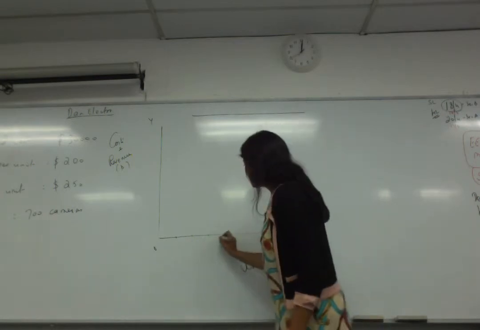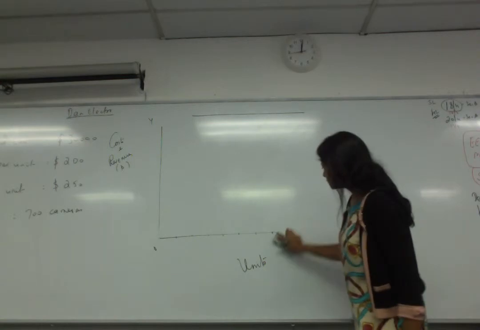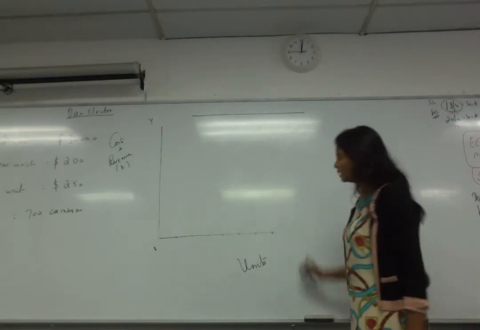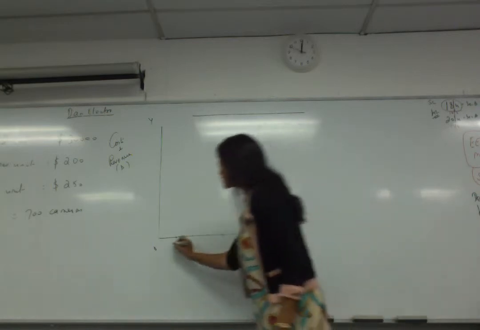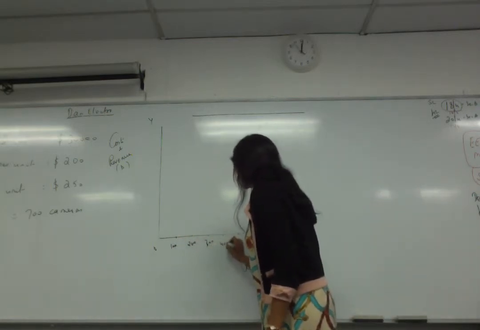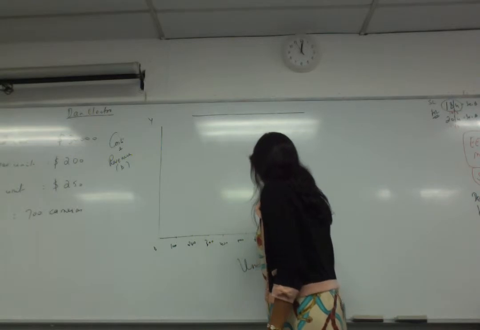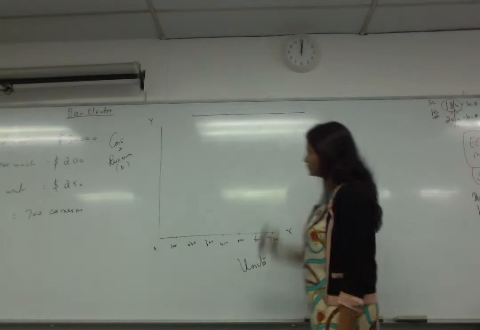So 1, 2, 3, 4, 5, 6, 7. I'm going to end my graph only at 700 cameras because I don't want anything beyond that. I'll tell you later the reason, okay? So that's 100, 200, 300, 400, 500, 600, and that's my 700 cameras. I'm going to end my graph at that. I don't want to extend beyond this.